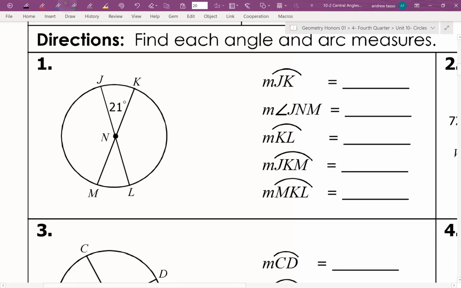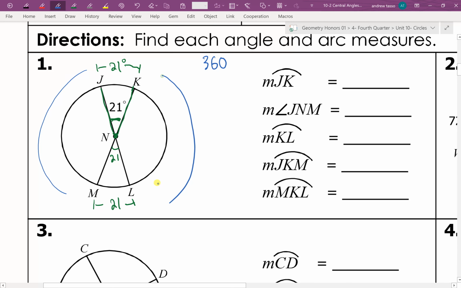First example. We're asked to find a bunch of different arcs. What we notice is that N is the center of the circle. That means this angle would be a central angle, and therefore this arc would have the same degree measurement as that central angle. Now, using the idea of vertical angles, we could assume this would also be 21, and therefore this arc would also be 21.